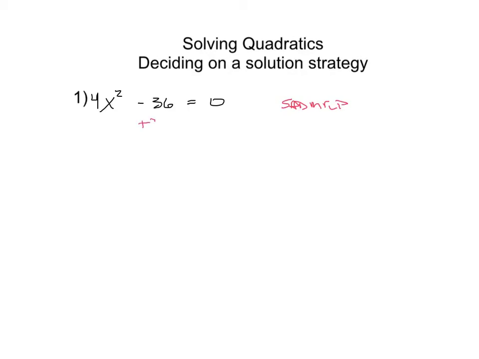To get rid of the 36 first. To get rid of the 4 next. And to get rid of the square root last. Always remember that when you take the square root, you need to do both the positive and the negative square roots.